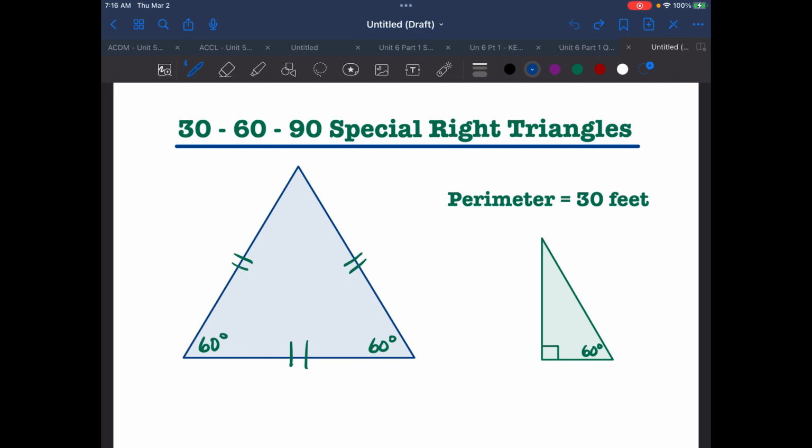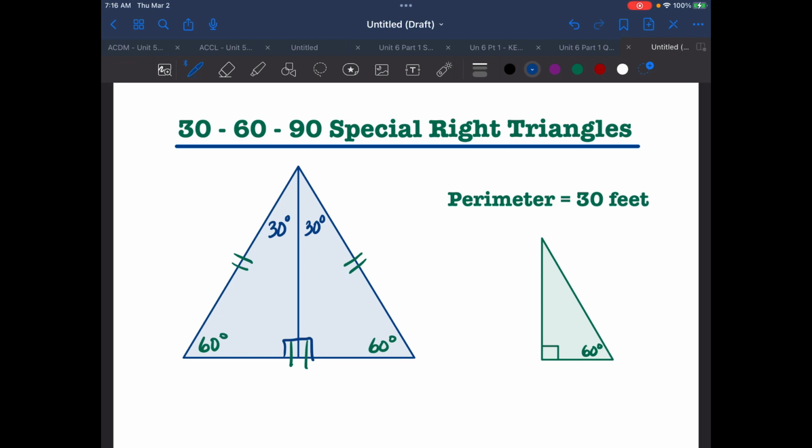Now we should remember that in all equilateral triangles, the three side lengths are the same and all three angles are 60 degrees. I didn't label this one yet, but it is in fact 60 degrees as well. The reason is that we're going to consider half of an equilateral triangle. If this entire angle was 60 degrees, once I draw this perpendicular height here, it's going to bisect 60 into 30 degrees each.